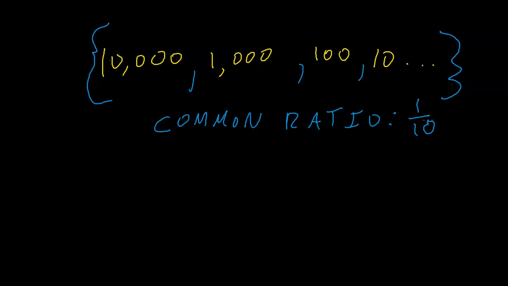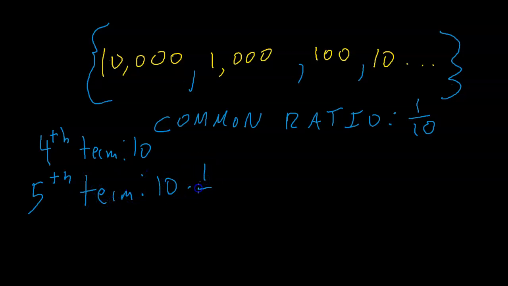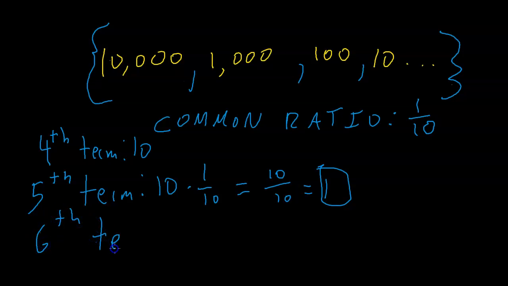Well, can we figure out what the fifth term is? If the fourth term is 10, our fifth term should be 10 times our common ratio. 10 times 1 over 10, that's 10 divided by 10. That's 1. So our fifth term is 1. Can we find our sixth term? We should be able to.